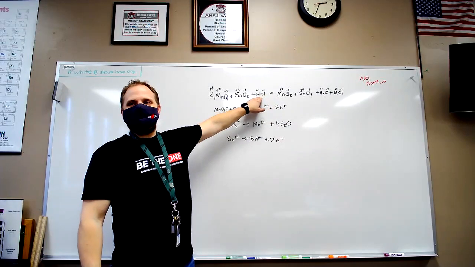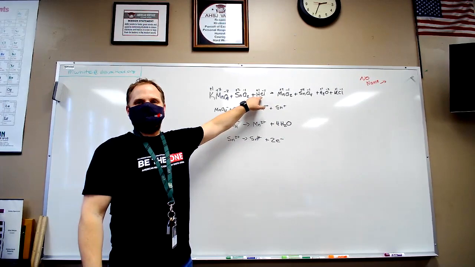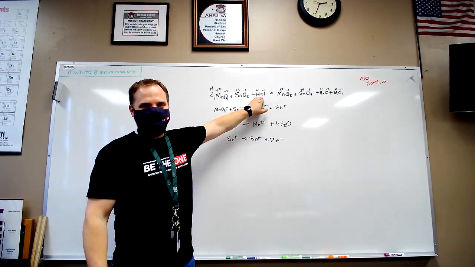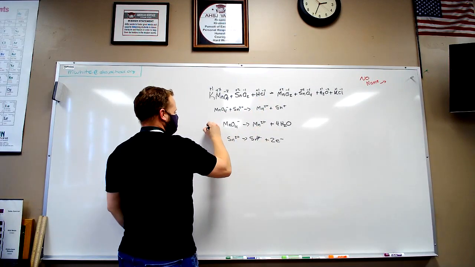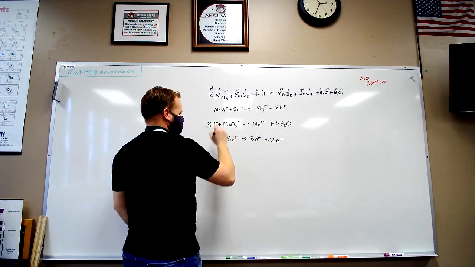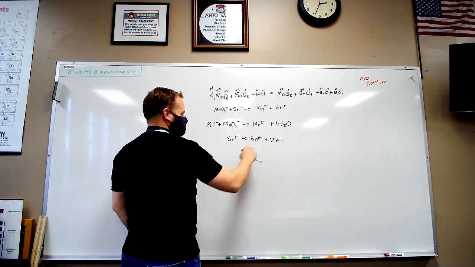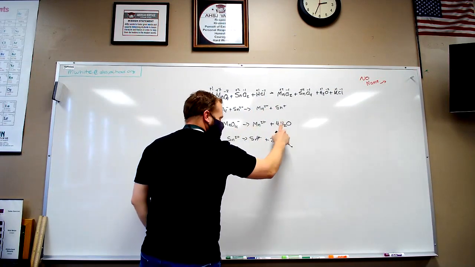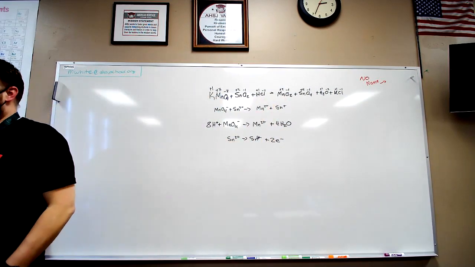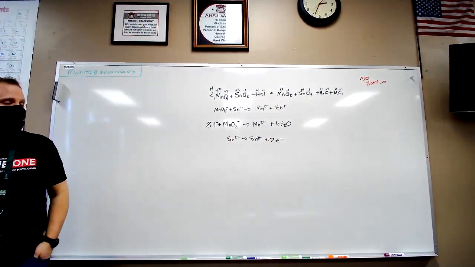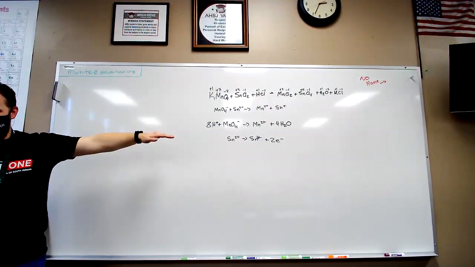We are in acidic conditions. What is acid? H+. So we can add 8 H+. So now we have 8, 8, 1, 1, 4, 4. That's what I was looking for. So now we have the atoms themselves balanced.